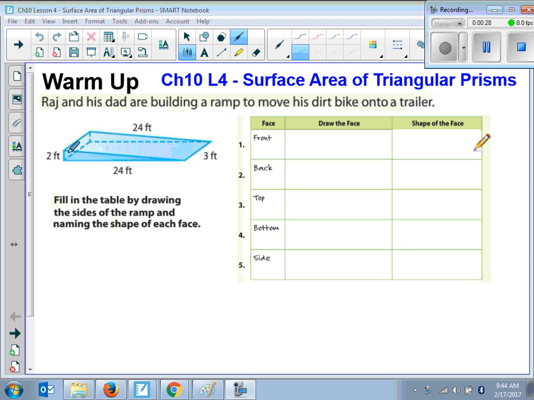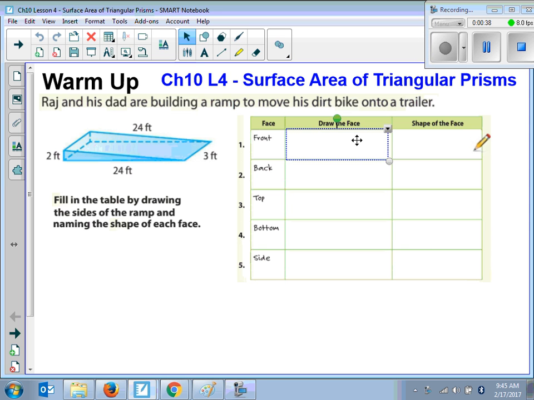So if I'm looking at this front piece right here, what shape is that? That is a triangle. Very good. So that's what it looks like, and that is a triangle. Okay? The back, of course, is exactly the same, isn't it? See that back right back there? That's going to be the same as the front. So there, triangle and triangle.